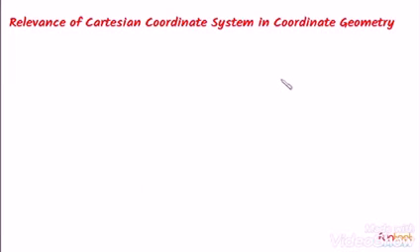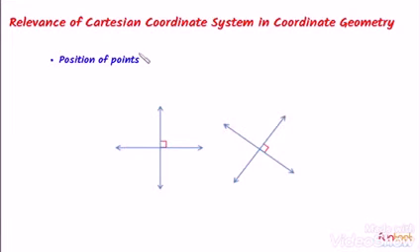Relevance of Cartesian coordinate system in coordinate geometry. Coordinate geometry is all about representation of data based on the idea of their position. Descartes invented the idea of placing two lines perpendicular to each other and referred the position of points or objects with respect to these lines.